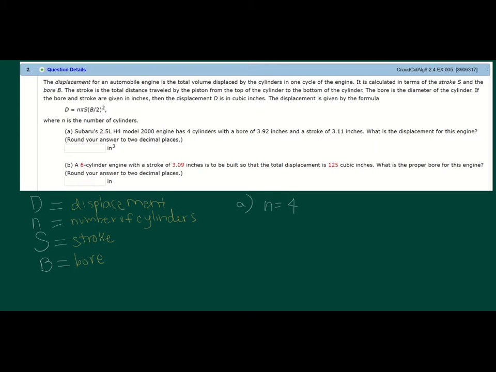But we know N. We're told that this Subaru engine has 4 cylinders. It has a stroke of 3.11 inches. You might have different values in your problem, so make sure that you're using the correct values. It has a bore of 3.92 inches.